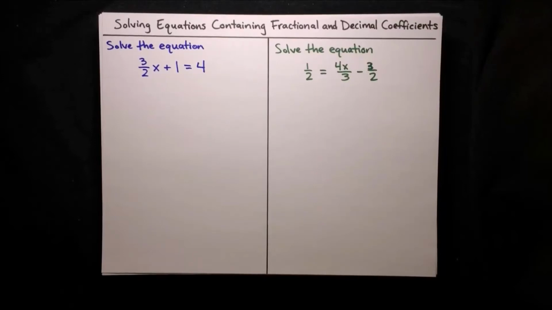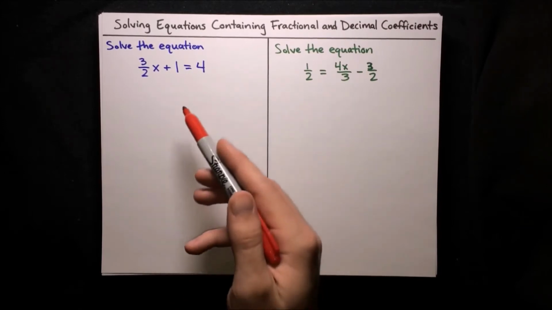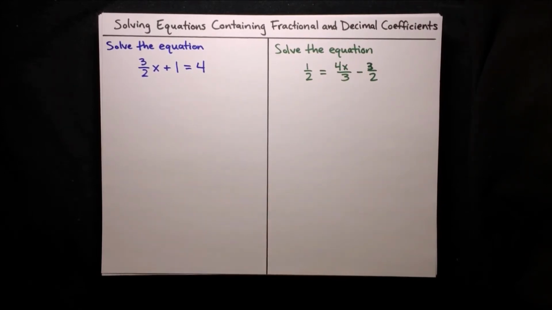In this video, I'm going to show you how to solve equations containing fractional and decimal coefficients. So first of all, we want to solve this equation: 3/2 x plus 1 equals 4. Now remember, our goal here is to isolate x, get it completely alone on one side of the equation. And tools that we have at our disposal include the addition and multiplication principles.